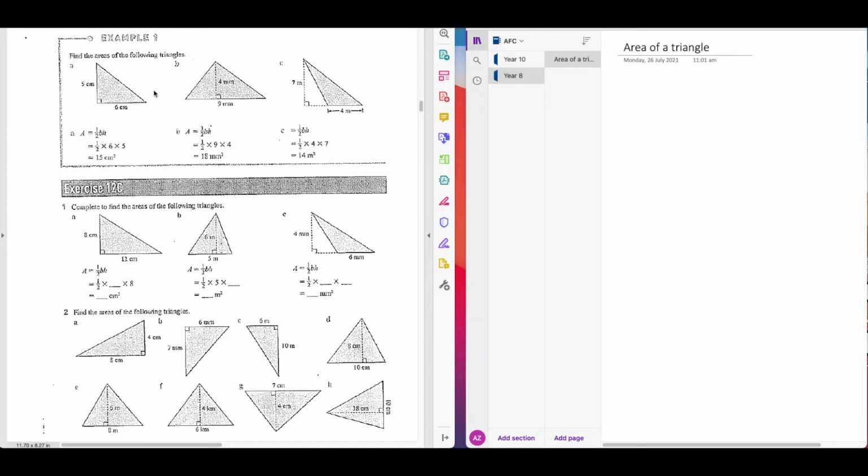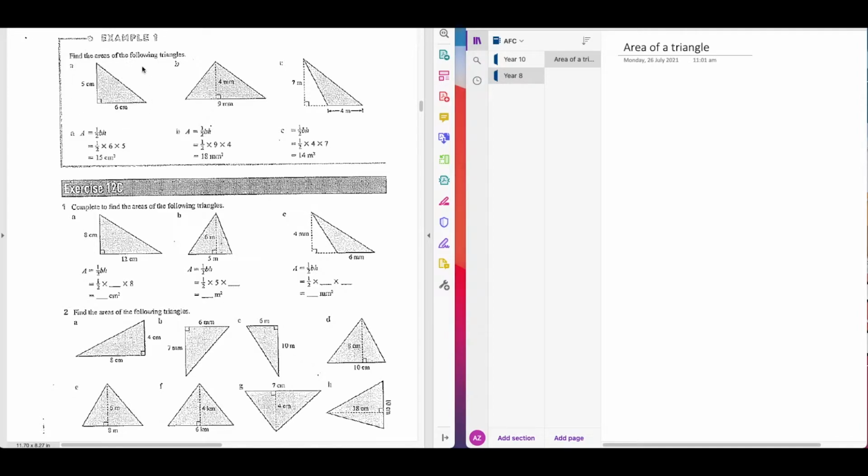To find the area of a triangle, we just have to remember the formula where the area equals half times the base of the triangle times the height of the triangle. Okay, so let's take a look at a few examples and hopefully it will make lots of sense.